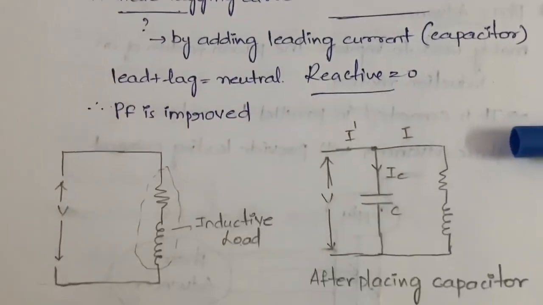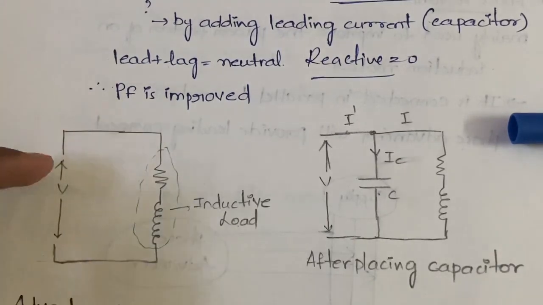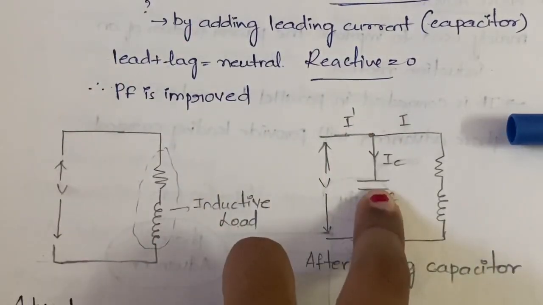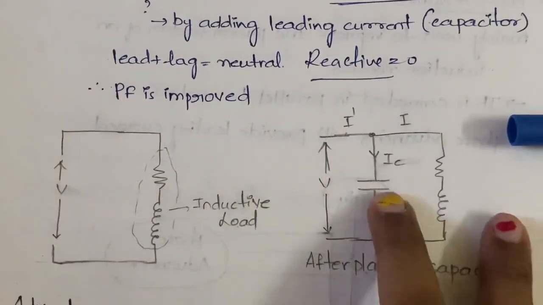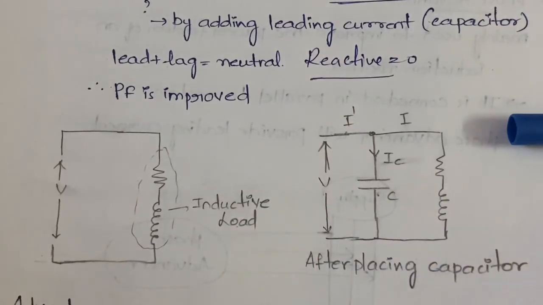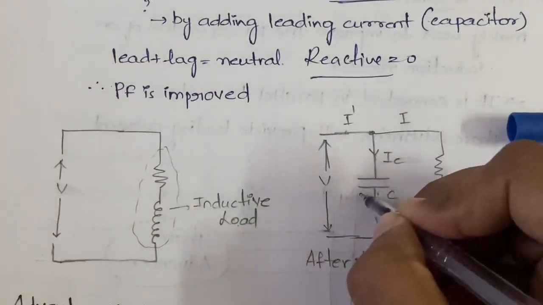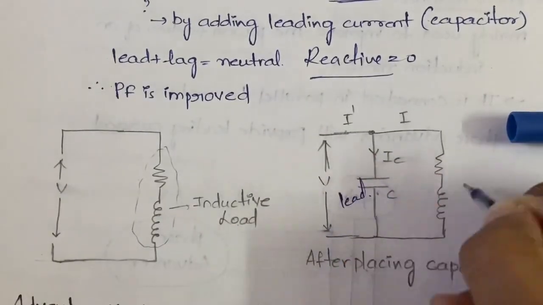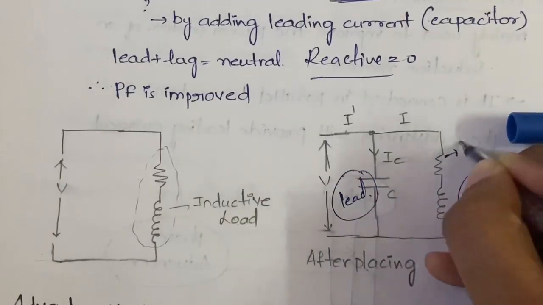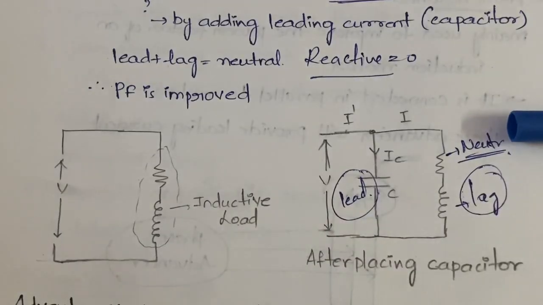Now see the diagram, I'll show you. So this is normal before you place a capacitor. We have the voltage supply here, and we have the load here. Once you place the capacitor in parallel to the load, not in series connection, you need to place it in parallel. So when you place it, it will provide leading current and here lagging current. Both of them together will become neutral. Okay, so this is about the first thing, static capacitor.